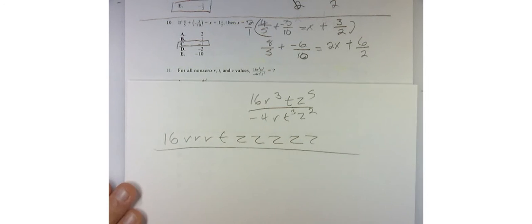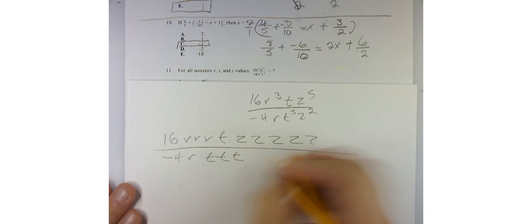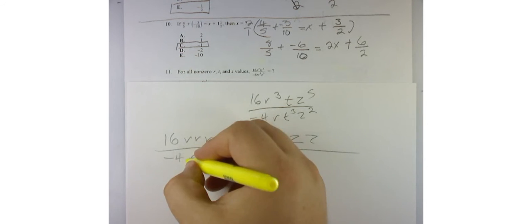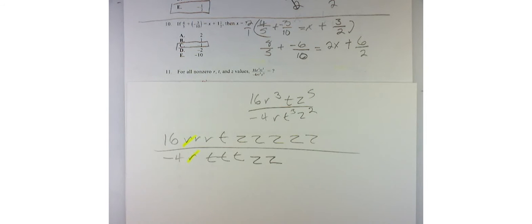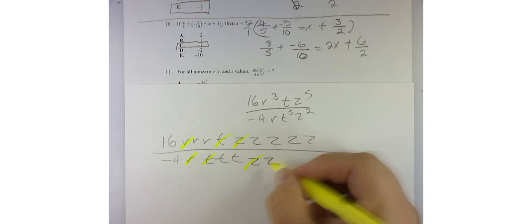all over negative 4 times r times 1, 2, 3 t's times 2 z's. Well, here's the cool thing. This r will cancel with this r. This t will cancel with this t. This z will cancel with one of these, and this will cancel with one of these.